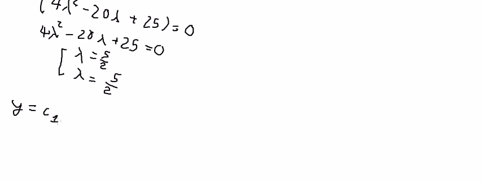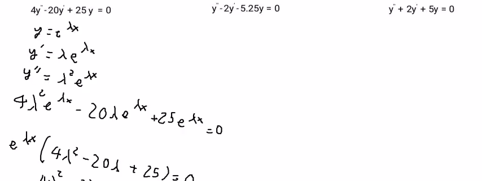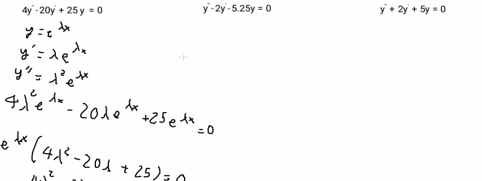C1 is the constant, and we have e to the power of 5 over 2 s, and we have C2 e to the power of 5 over 2 s multiplied with s in here. So let's go to the next one. We do the same technique.